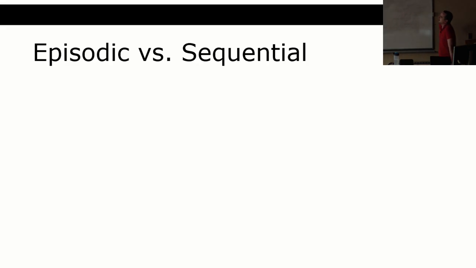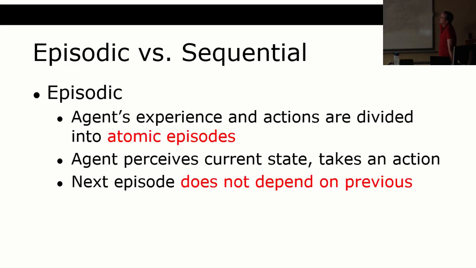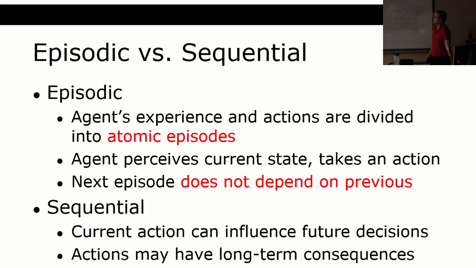Next is episodic versus sequential. Episodic means that the agent's experience and actions are divided into atomic episodes, and the agent perceives the current state and takes an action, and the next episode does not depend on any previous decisions that you've made. Sequential, which is most interesting problems, the current action can influence future decisions, and actions may have long-term consequences.